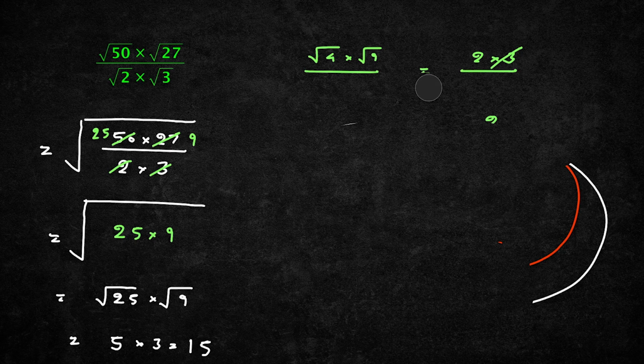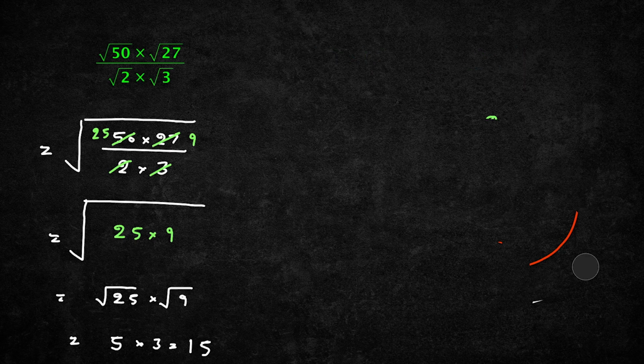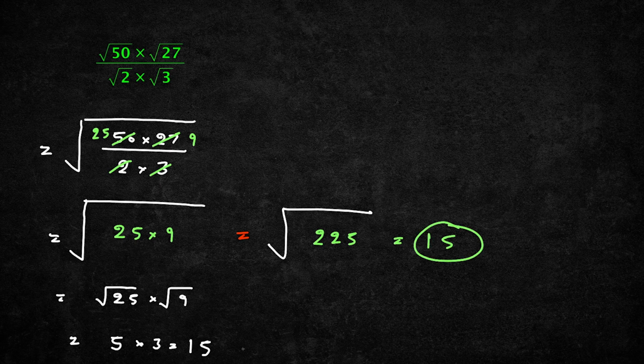Even if you prefer to proceed the other way, it's going to take a little bit longer. With the square root law we can factor it out, but even if you keep the values inside, let's check. 25 times 9 is 225, and square root of 225 is also 15, and the answer is checked true.